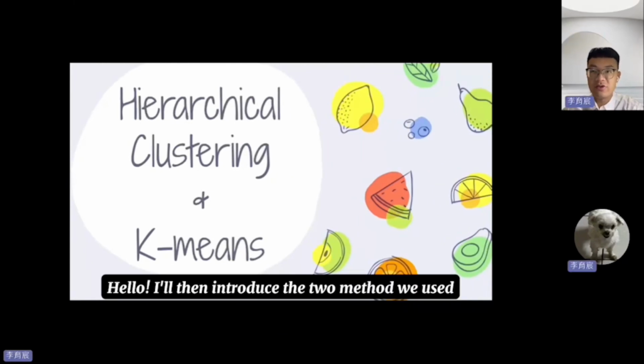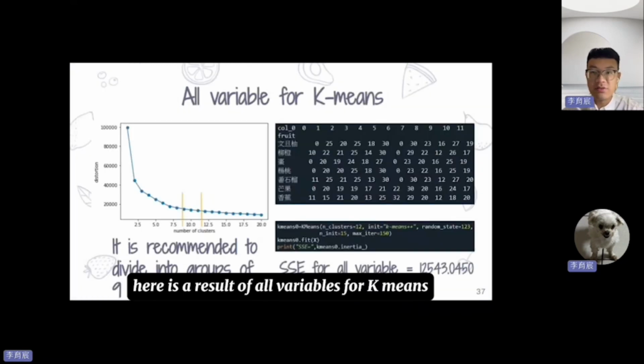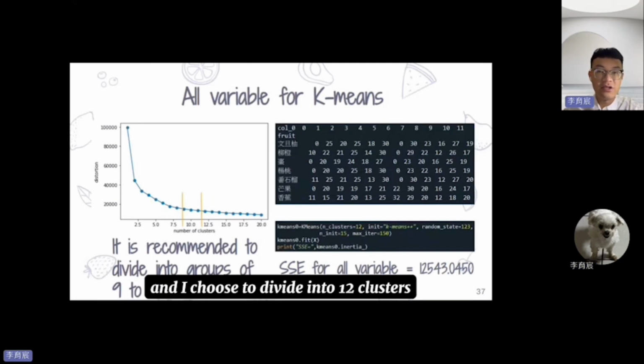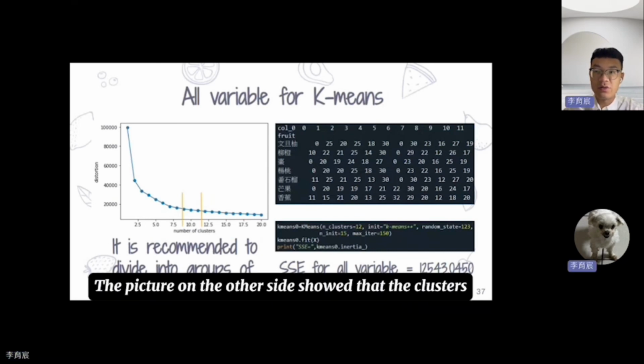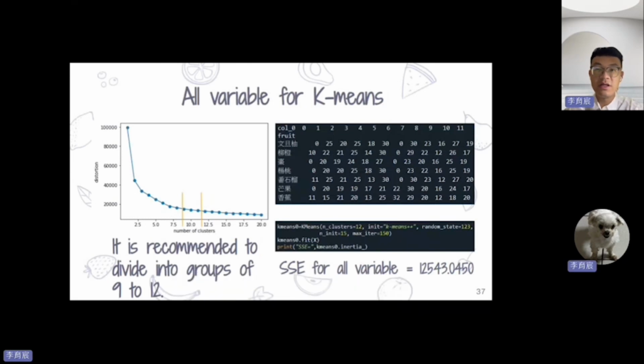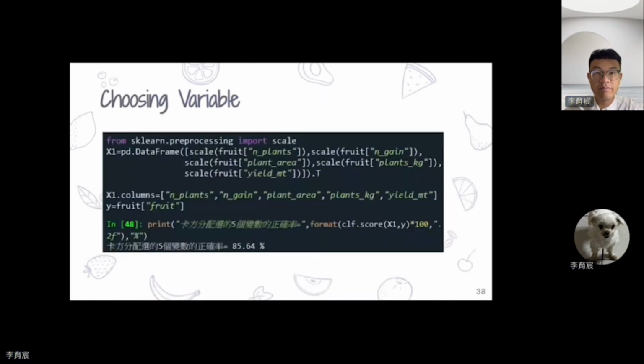Hello, I'll then introduce the two methods we used, that is hierarchical clustering and k-means respectively. Here is the result of all variables for k-means. At first, let's take a look at this picture on the left. It was recommended to divide into groups of 9 to 12, and I chose to divide into 12 clusters. The picture on the other side showed that the clusters couldn't separate the fruit clearly. As a result, the sum of square error was very big.